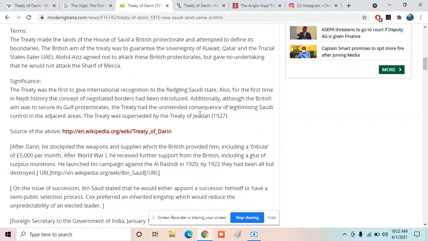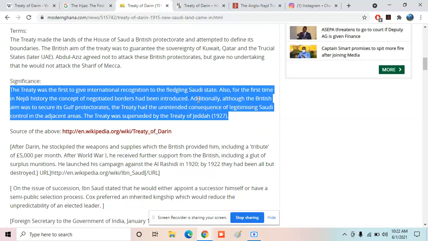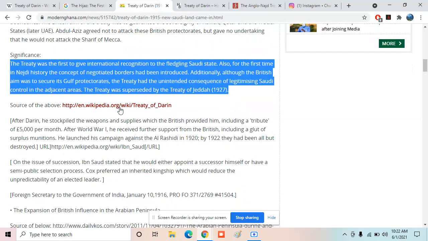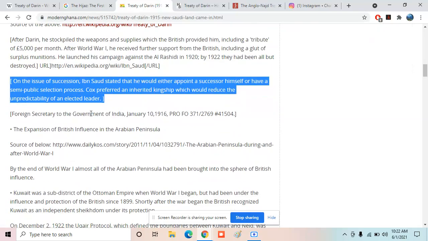And eventually, it was superseded by the Treaty of Jeddah. You know, not sure if I want to go into that right now, but that's all I want to say. Really.